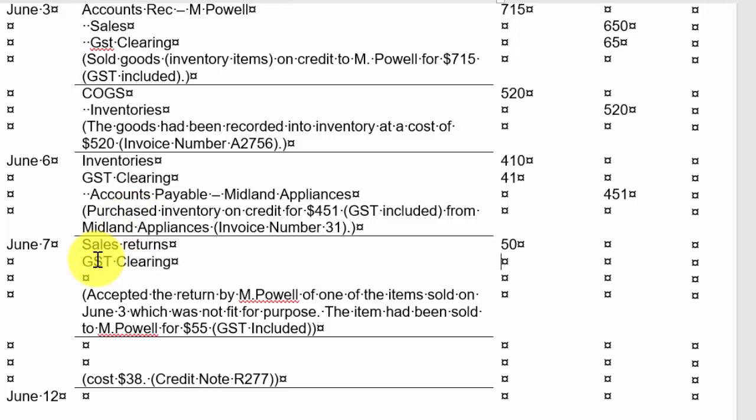GST clearing of 5. And what we do, we're going to credit this person's account for 55. We also must recognise that we've now got some extra inventory in our inventory, if you like, because they've been returned and it says that cost us 38. So what happens here, that cost of goods sold is reduced by $38. So you can see it's a mirror image of this entry up here, except that we've got this account called sales returns and we don't debit sales.